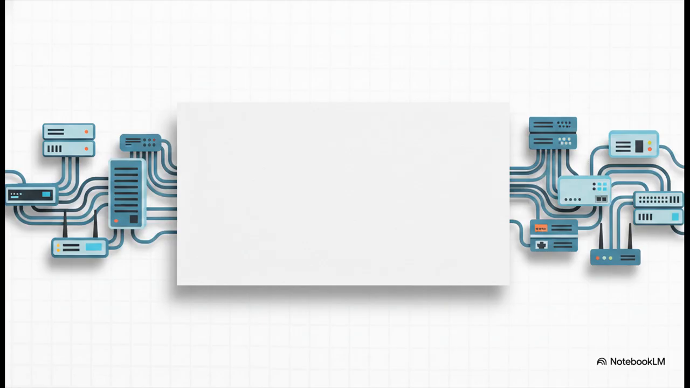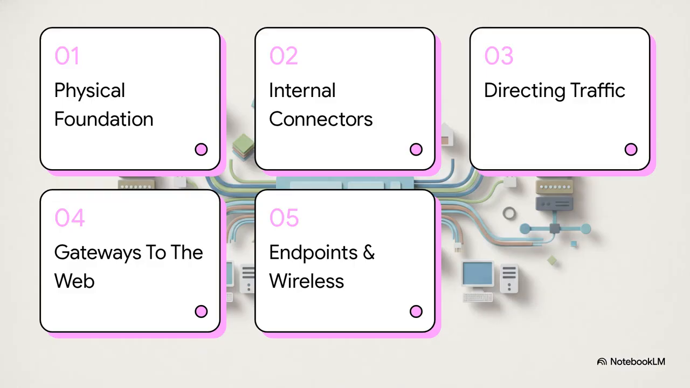So, to build our network today, we're taking a logical bottom-up approach. We'll start with the physical foundation, move up to internal network connectors, look at directing the traffic, open gateways to the web, and finally finish up with endpoints and going wireless. Setting up this mental map is going to make understanding these technical components a breeze.